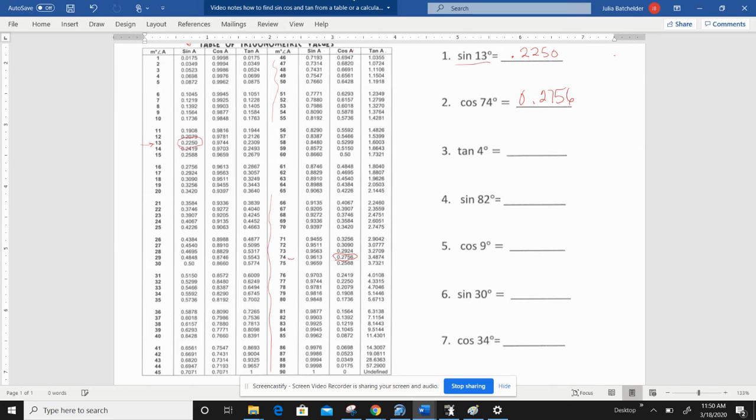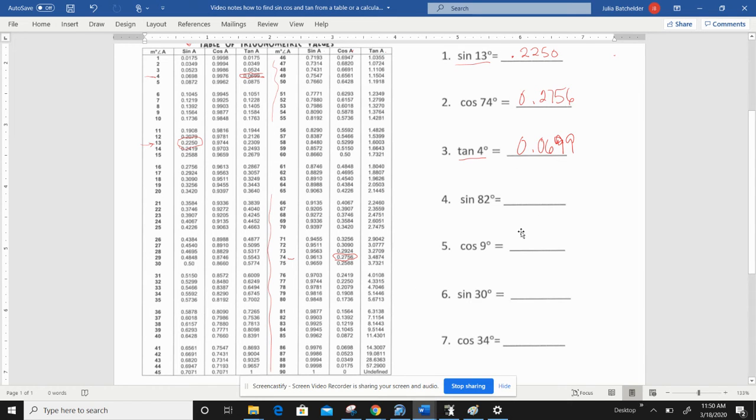If I want tan of 4 degrees, I would go to 4 degrees. Tangent is the third column, and it's 0.0699. Sorry, my handwriting's kind of messy on there.